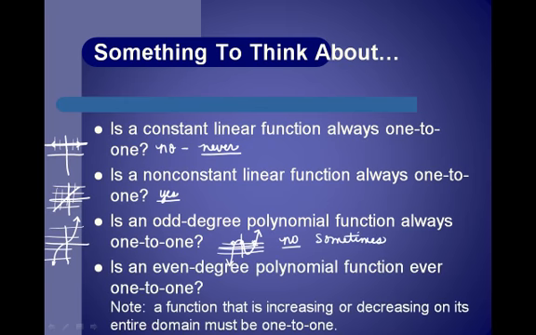And then the last one says, is an even degree polynomial function ever one-to-one? Well, remember the ending behavior on an even degree polynomial. Either both ends go up or both ends go down. Therefore, it's always going to fail the horizontal line test. So an even degree polynomial function will never be one-to-one. Okay, as a note, a function that is increasing or decreasing on its entire domain must be one-to-one. If there is at least one turning point, then it is not one-to-one.